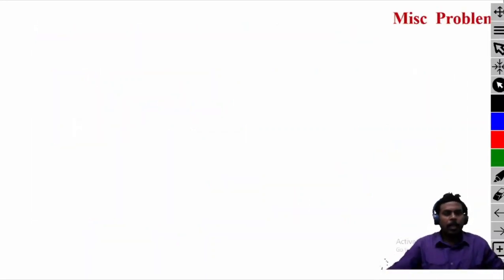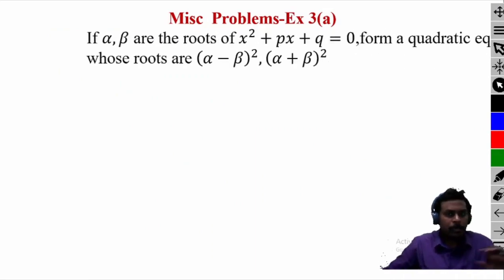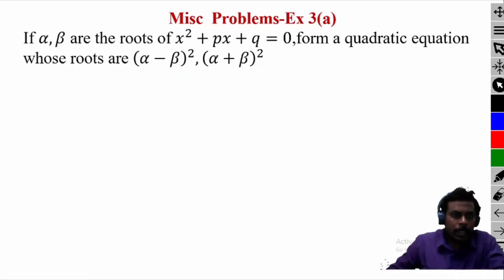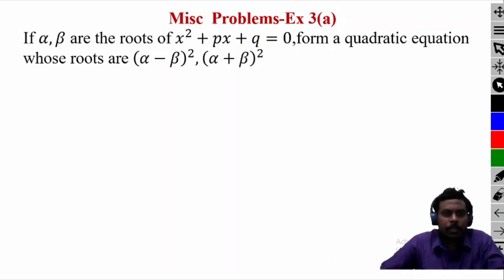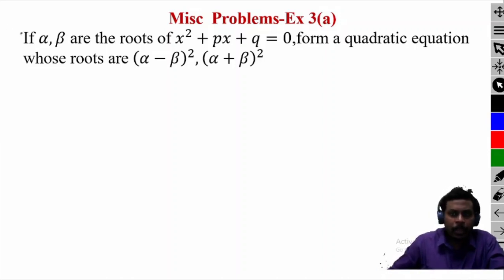Okay, let us solve some more problems. Okay, here is the question. If alpha comma beta are the roots of the equation x square plus px plus q is equal to 0, form a quadratic equation whose roots are alpha comma beta. Now here is the solution. Let us find out the solution for this.